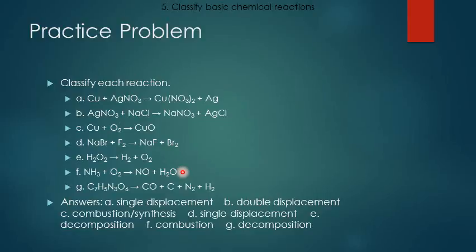F is combustion, and only combustion. I have O2 as a reactant, so that tells me it's combustion. I'm burning ammonia in this case, and that gives us our oxides here. This would be nitrogen monoxide, and obviously H2O is water. And then finally, G would be decomposition. I have one reactant, and then it is forming more than one product, so that makes it decomposition.